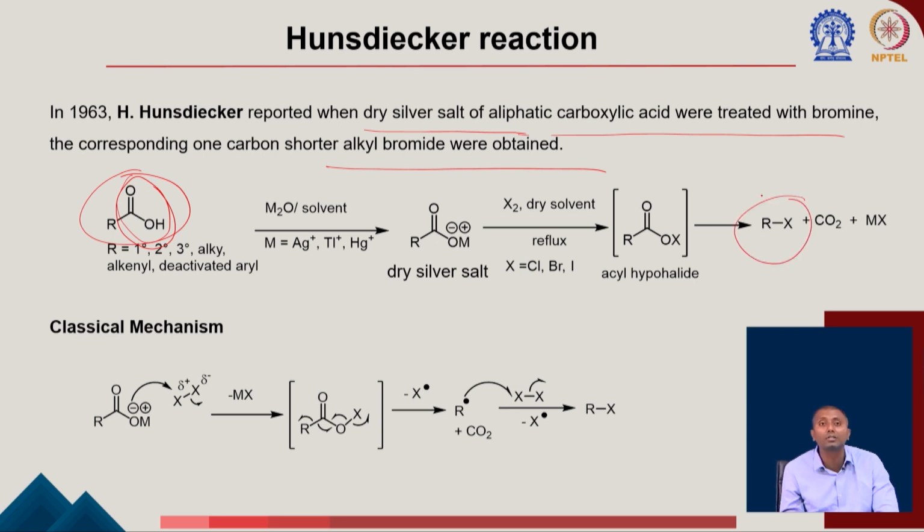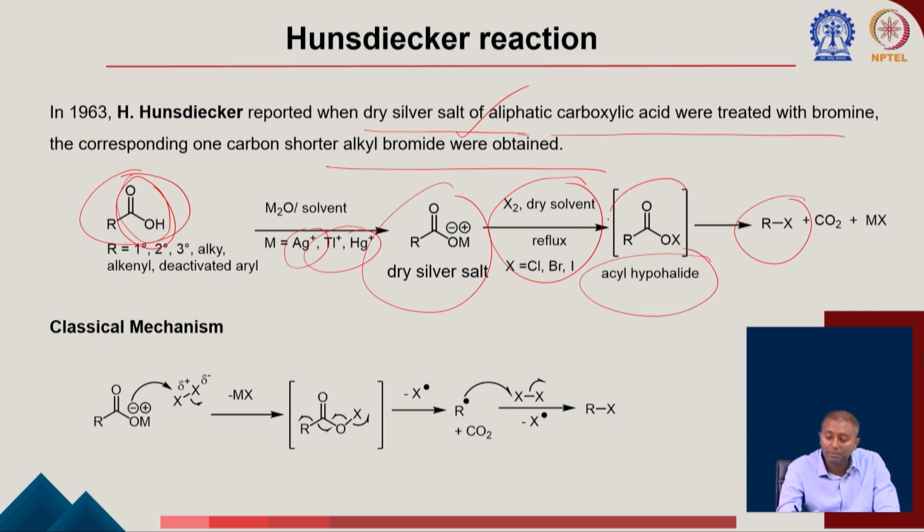That means you can take a halogen. Starting from the corresponding acid, you can synthesize the corresponding alkyl halide using a silver salt. So here what is happening, this reaction can be done with silver, thallium and mercury. It forms the dry silver salt first, and then once you treat it with the corresponding halogen source in dry solvent at reflux, it forms the acyl hypohalite. Once it forms the hypohalite, after that it forms CO2 and then the corresponding R-X.